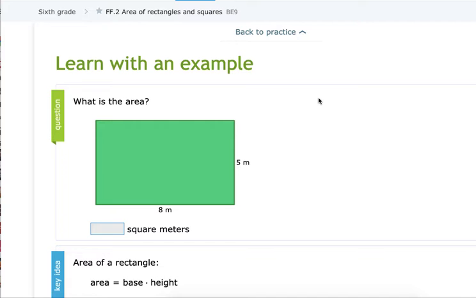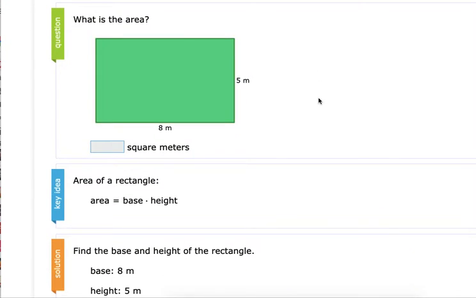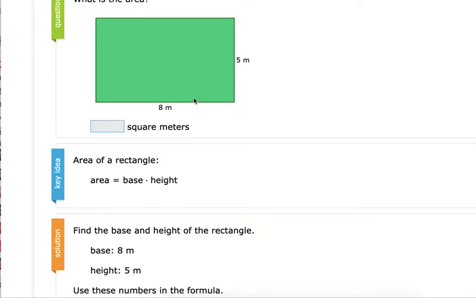So here we have an example where it asks what is the area of a rectangle. Now you'll see some different formulas for the area of a rectangle. The one they're giving us here is the area equals base times the height. You also see it as the area equals the length times the width. Now those are just the same formula. It doesn't matter which one you use.